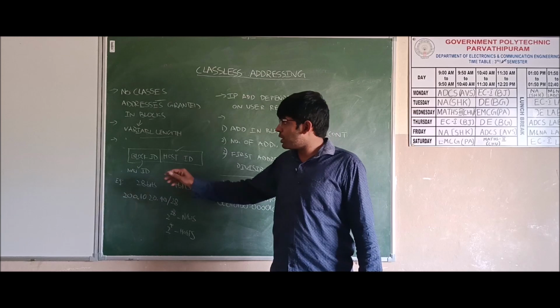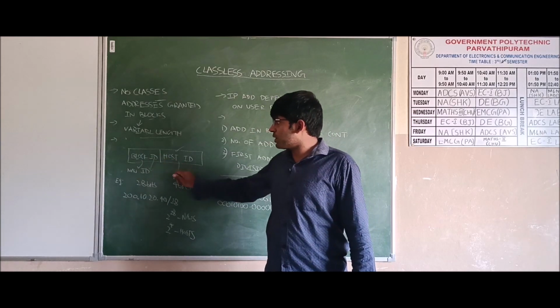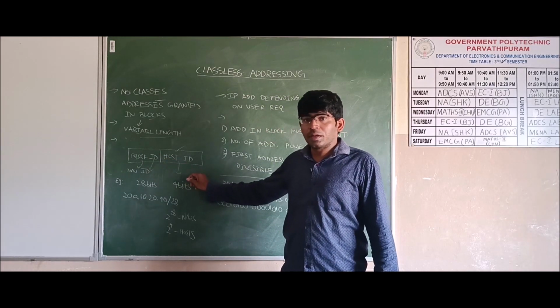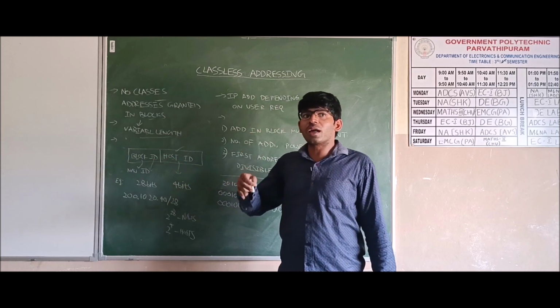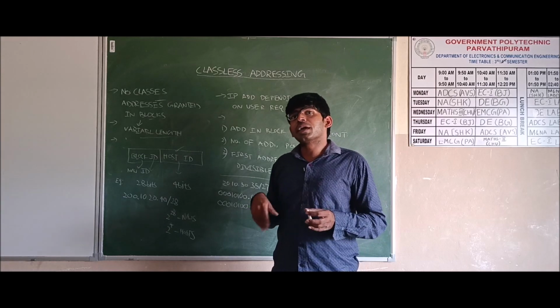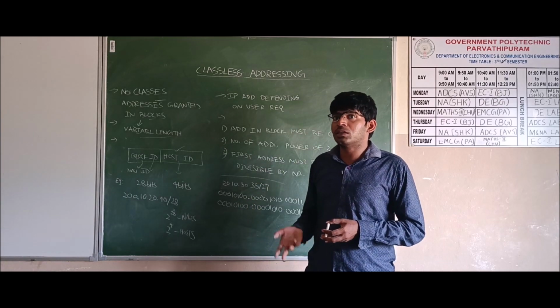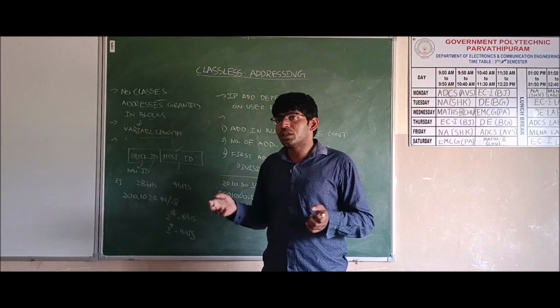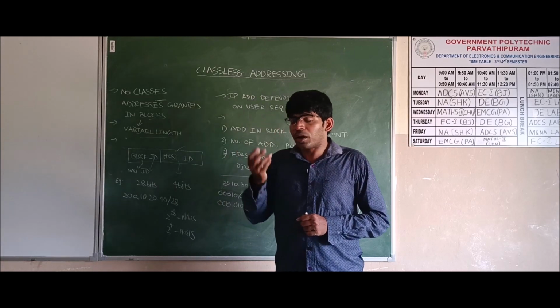For example, here we give the block ID, and this is the host ID. This block ID may vary from one organization to another. If it is a small organization, we will allocate one block size, and if it is a large organization, then we will allocate some other block size.